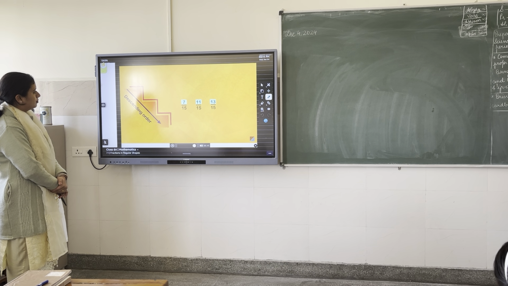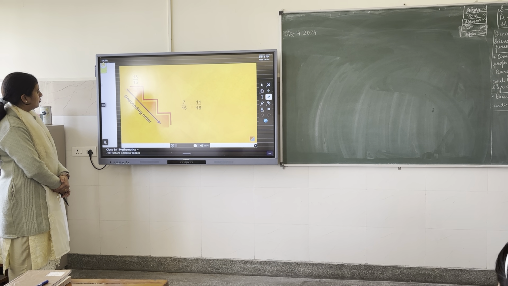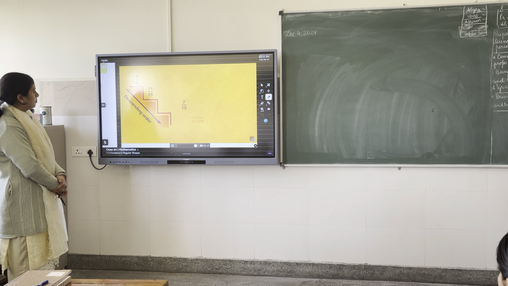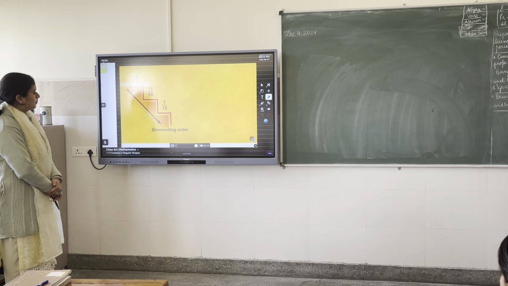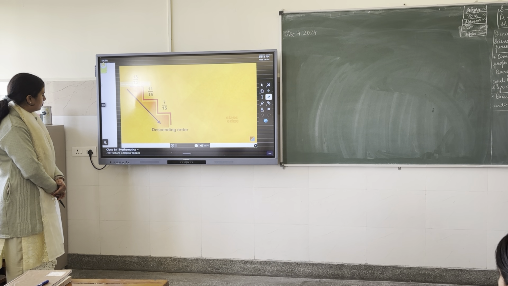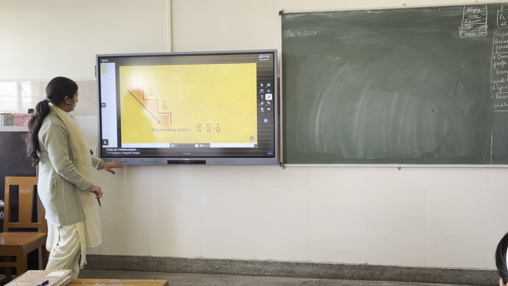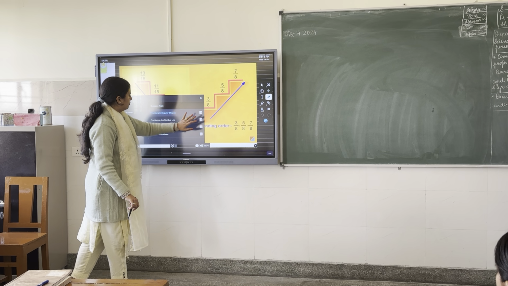As we are writing the fractions in descending order, the largest fraction will come first. So, 13/15 will come first. Then, we will have 11/15 and 7/15. So, we have arranged the fractions in descending order. In this way, we can arrange like fractions in ascending or descending order.